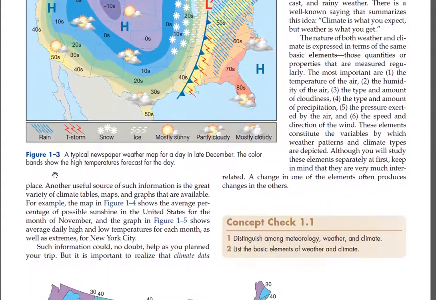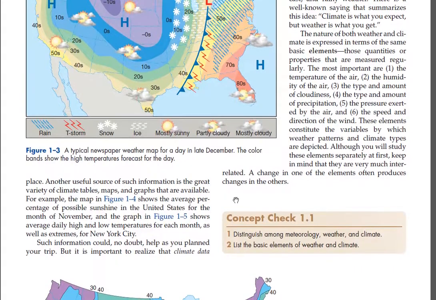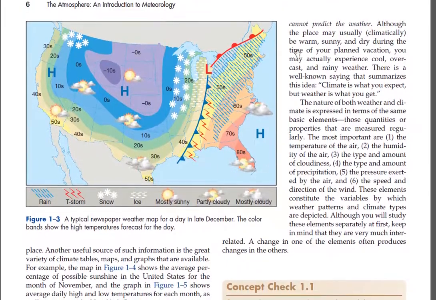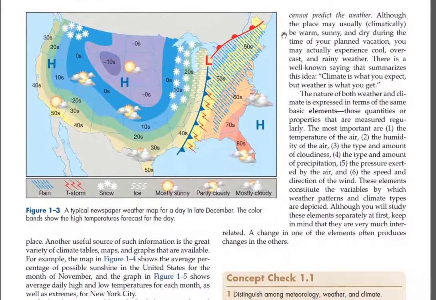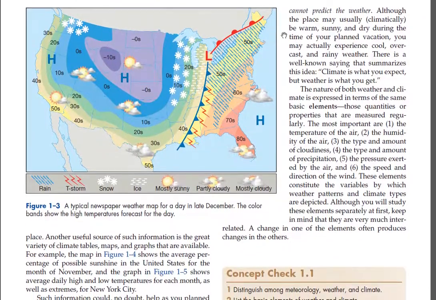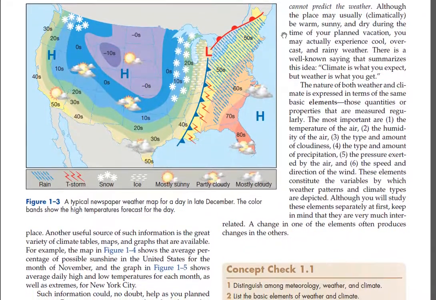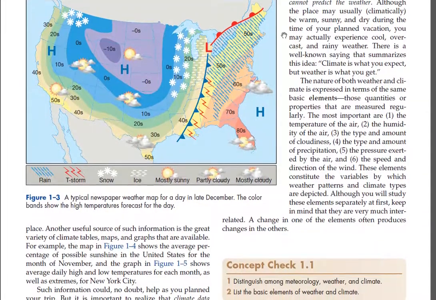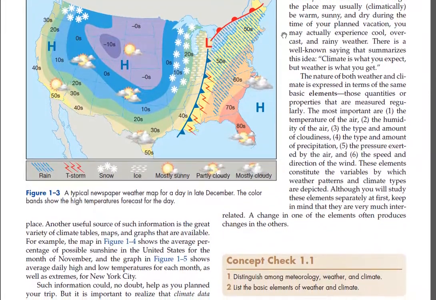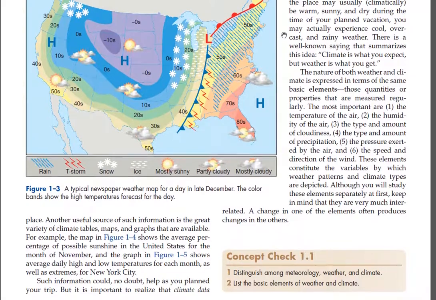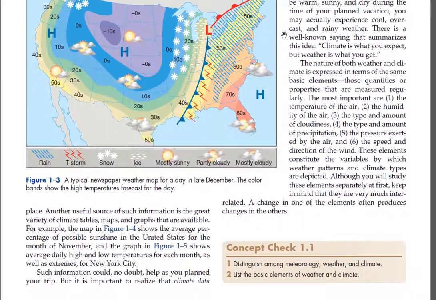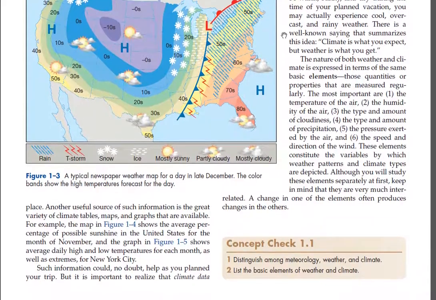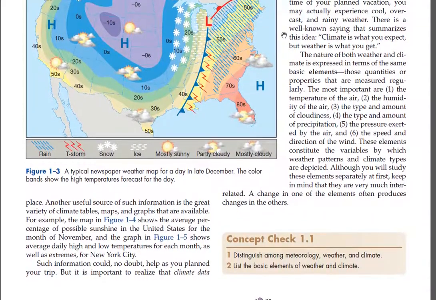But it is important to realize that climate data cannot predict the weather. Although the place may usually, climatically, be warm, sunny, and dry during the time of your planned vacation, you may actually experience cool, overcast, and rainy weather. There is a well-known saying that summarizes this idea: climate is what you expect, but weather is what you get.